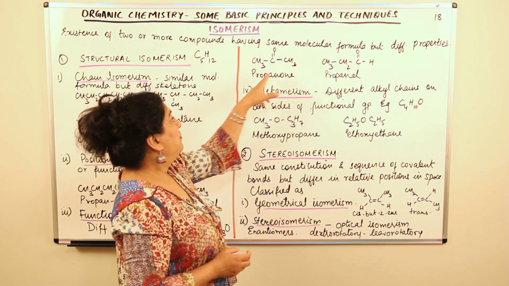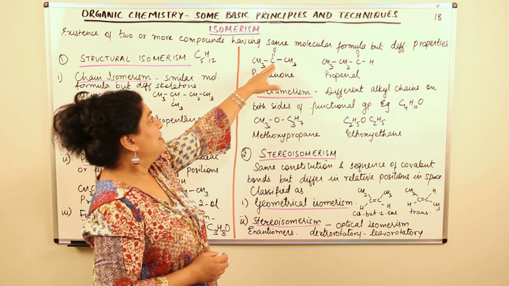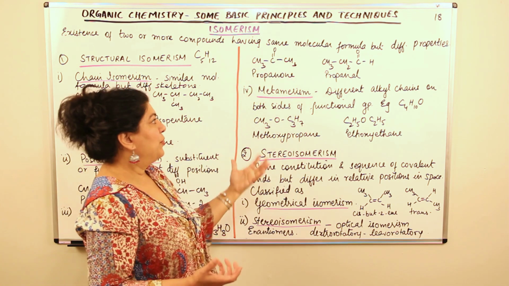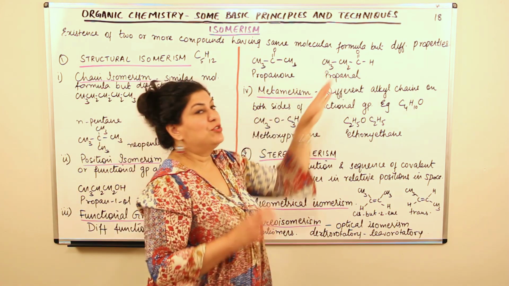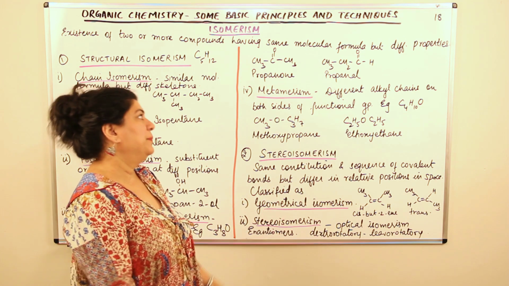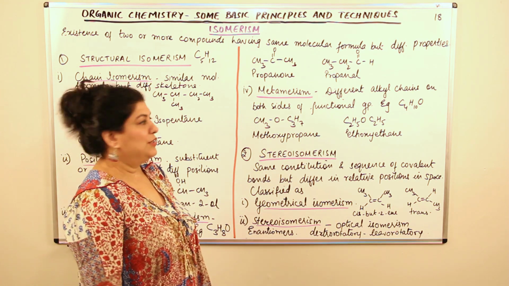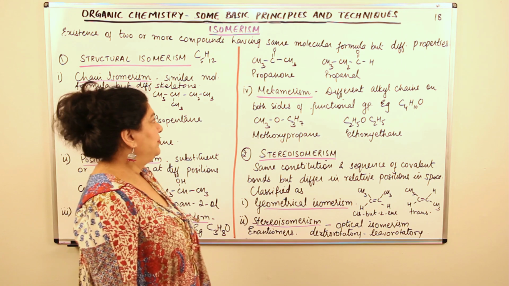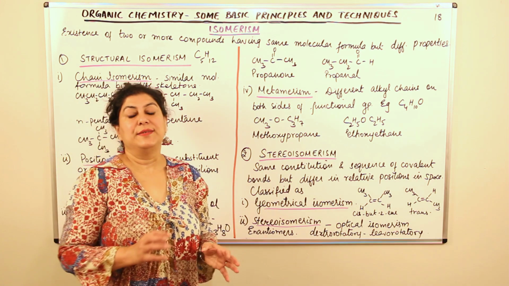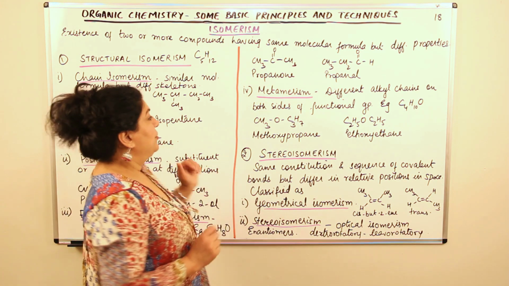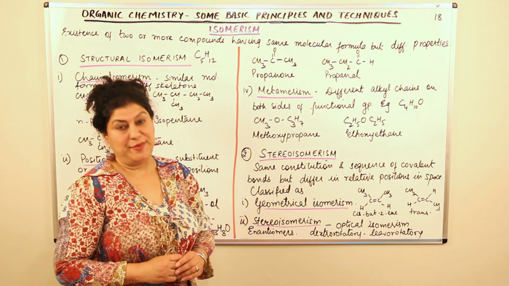So take a look at this example. If the CO is present on the second carbon, it's propanone. If the CO is present on the last carbon or the first carbon, it is an aldehyde, propanal. So propanone and propanal.